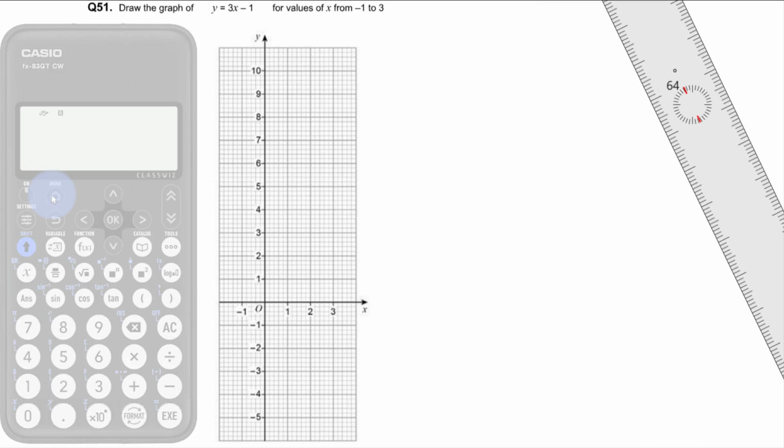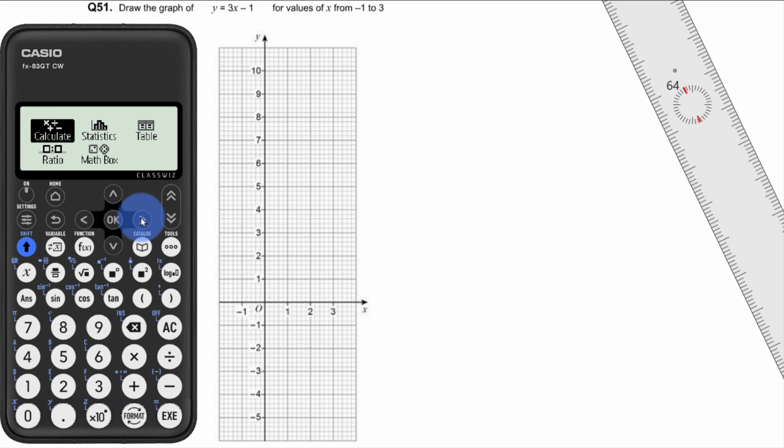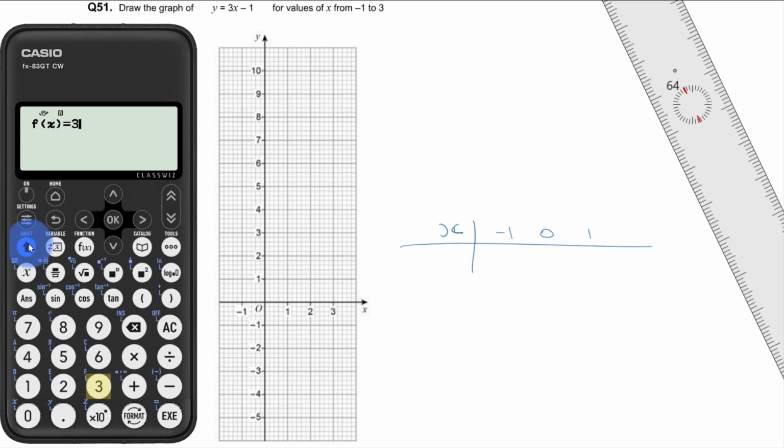Now this next one says draw the graph of y equals 3x minus 1 for values of x from -1 to 3. Now there's no table here, but it's pretty easy to make one. So I'm going to draw an x, I'm going to draw a little table, -1 to 3: -1, 0, 1, 2, 3. And then y, and the function is y is equal to 3x minus 1.